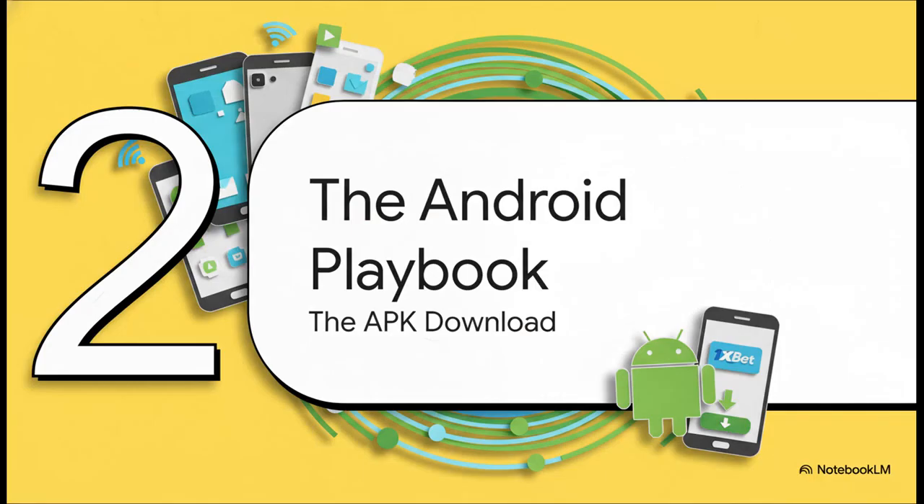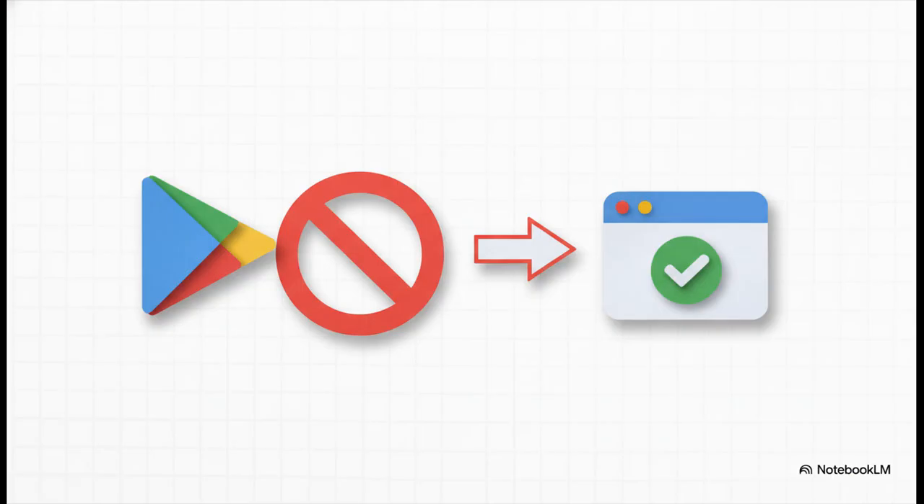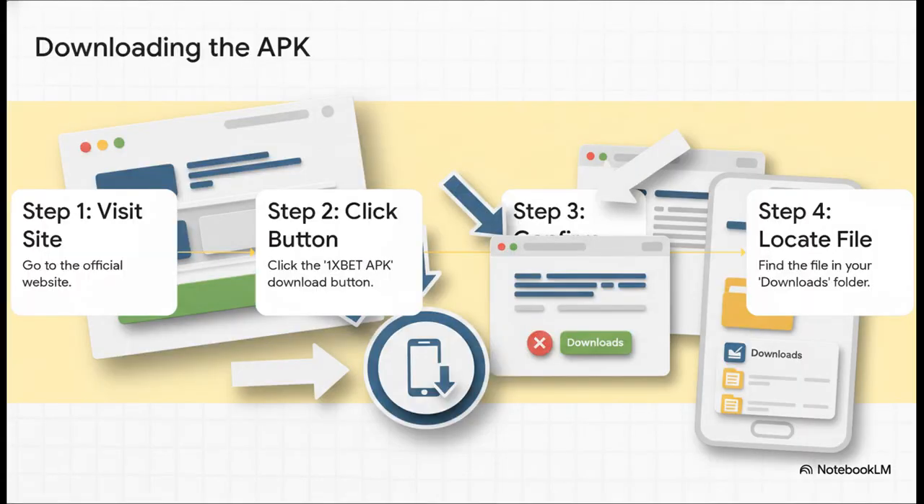All right, Android users, huddle up. This playbook is for you. The process here is a little different than just grabbing something from the App Store, so let's walk through it step by step. Now, this is probably the most important rule in the entire Android playbook. You will not, I repeat, not find the official app on the Google Play Store. That's because of Google's rules about real money betting apps. So to get in the game, you have to download the installation file, it's called an APK, straight from the official website. So here's the four-step play.